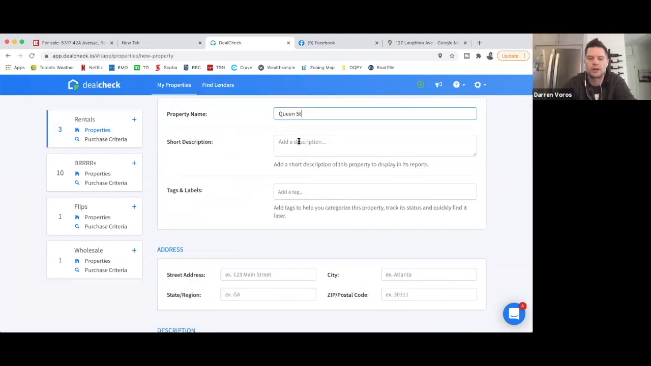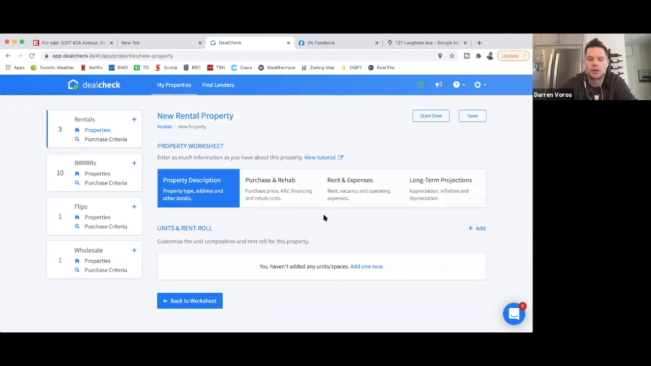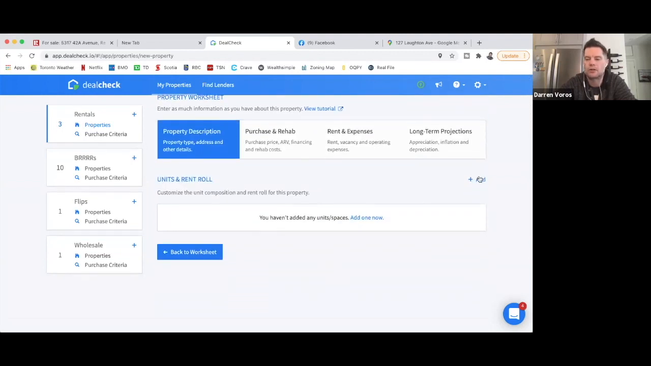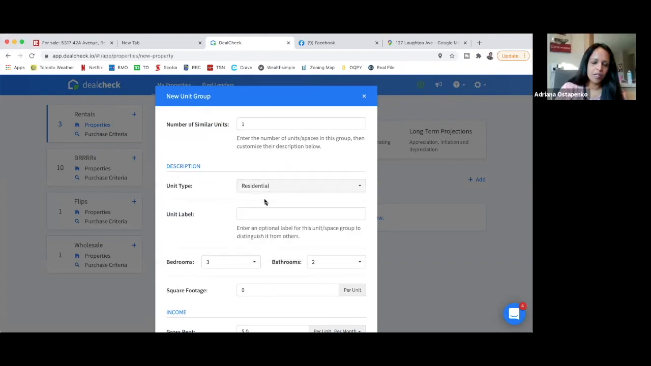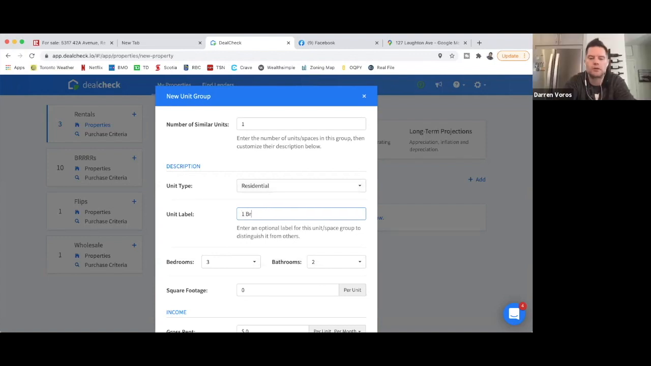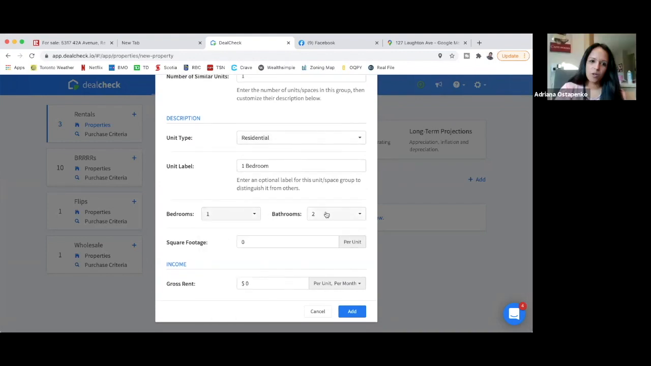Short description. We're going to skip over some of these things. All right. Unit composition. So we're going to go and actually edit these unit compositions because these are going to be helpful later on. So let's add each individual unit. So what is the first unit on there? So unit one is a one bedroom. Okay. So we're going to call it one bedroom. It's got one bedroom, obviously. How many bathrooms? One bathroom as well. So they're all one bathroom.